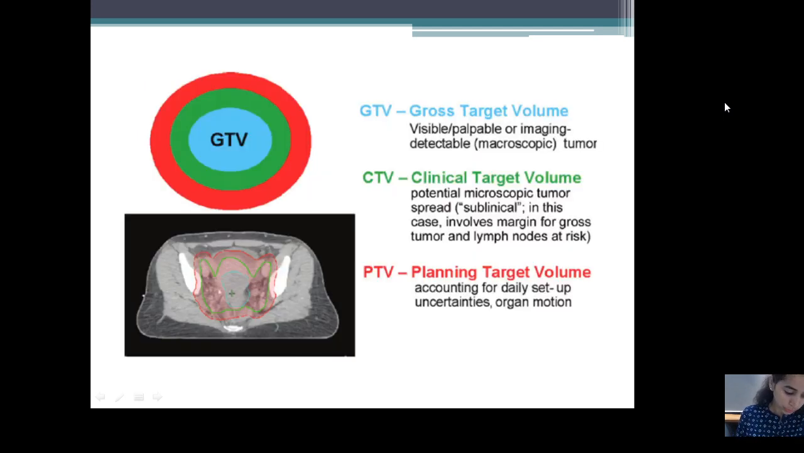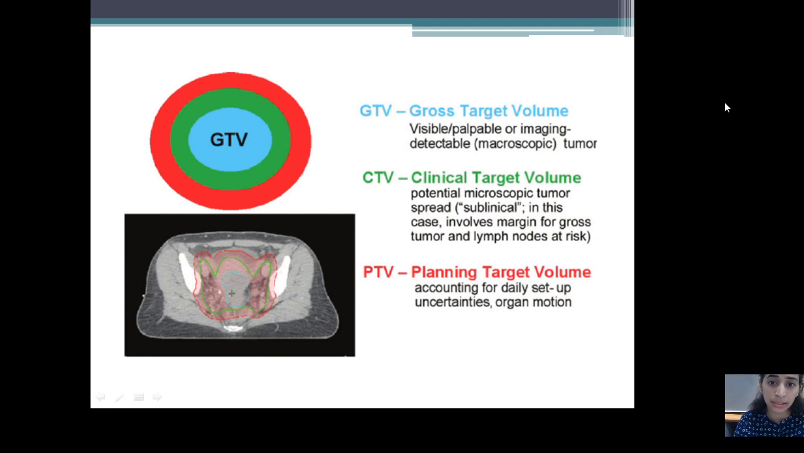Talking about the target organ, first we'll take the scans. In the scans we'll define the tumor volume. We'll know what the volume is. We have three types of volumes which are taken. We have GTV, which is gross target volume. We have CTV, which is the clinical target volume. We have PTV, which is the planning target volume. GTV is actually a visible, palpable, or imaging detectable tumor. So we'll define it.